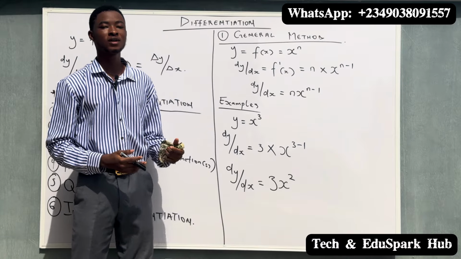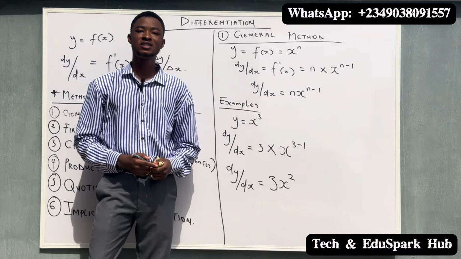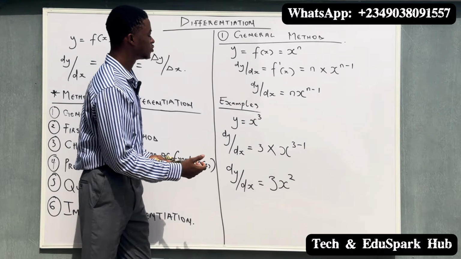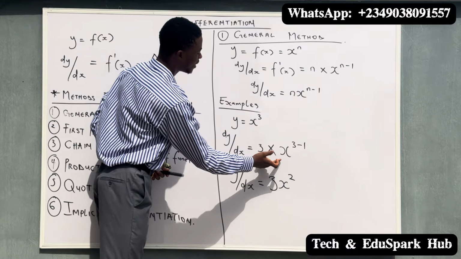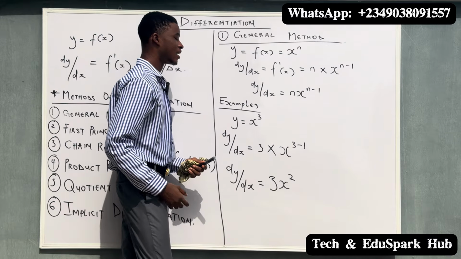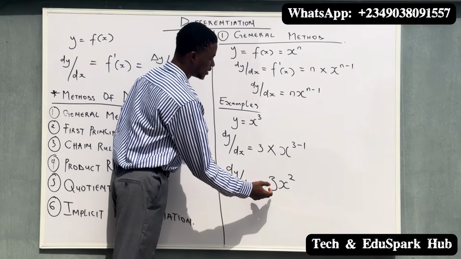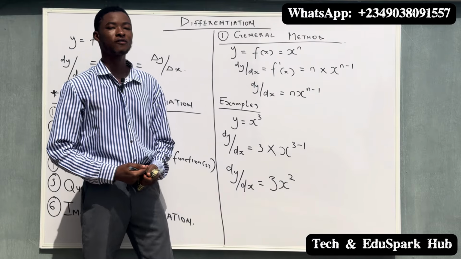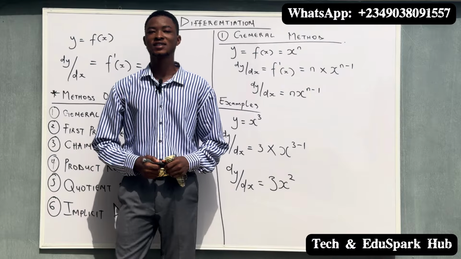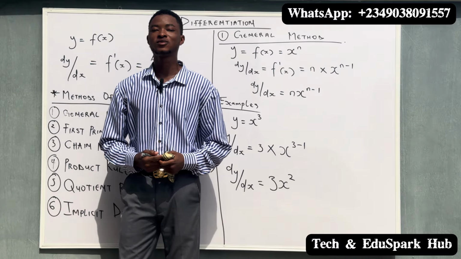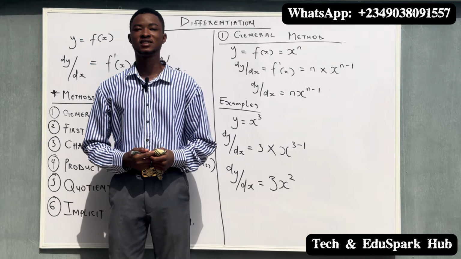So this is how you solve questions on differentiation using the general method. The simple idea is to bring the power to the front and multiply it with everything that you have initially. And lastly, you subtract the power by 1. So when we solve this question, we get 3x squared. And this is our final answer to questions of this type. So let's look at another example still on the general method of differentiation.